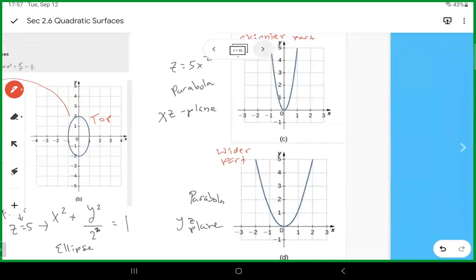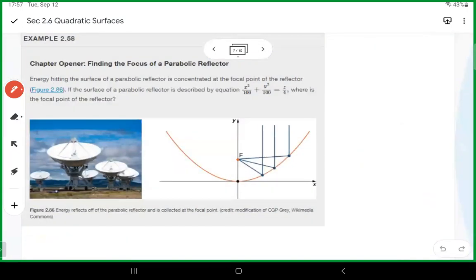We have another problem. It says energy hitting the surface of a parabolic reflector is concentrated at the focal point of the reflector. If the surface of the parabolic reflector is described as the following equation, where is the focal point of the reflector? Okay, so we are talking about an application-based problem. Since z is the first power variable, the axis of the reflector corresponds to the z-axis.